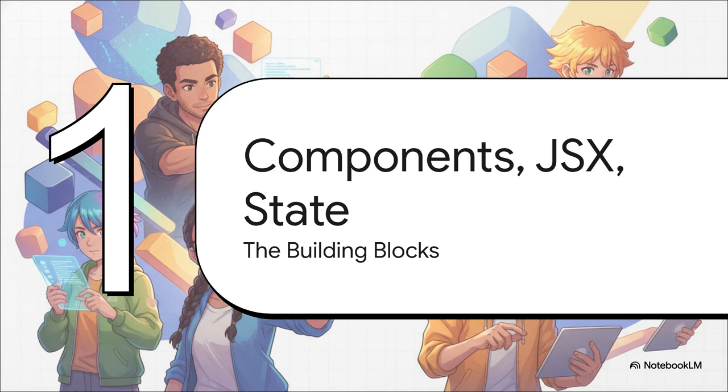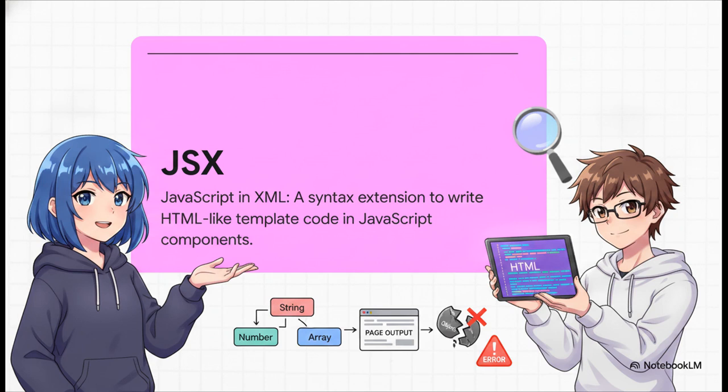Moving right along to section 2, components, JSX, and state, the true building blocks. So I want you to think of React like a giant set of Legos. You aren't just writing one massive, monolithic web page, you're assembling a highly functional system out of distinct, reusable pieces. Now, what's really interesting about this slide is JSX, JavaScript in XML. It's this brilliant syntax extension that lets you write HTML-like templates right inside your JavaScript components. It beautifully renders dynamic strings, numbers, and arrays straight to the page. But if you try to render a raw JavaScript object, React will completely break and throw an error at you. No way around it. It's a remarkably powerful tool, as long as you play by its rules.